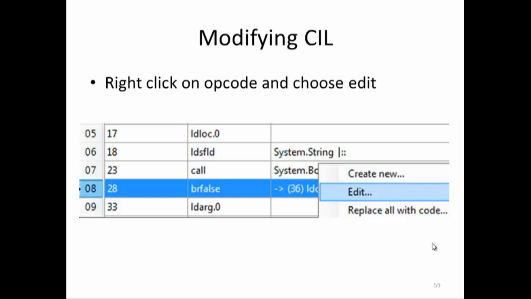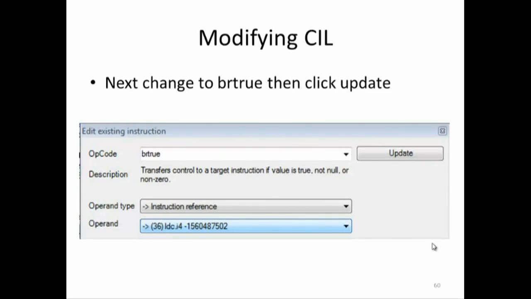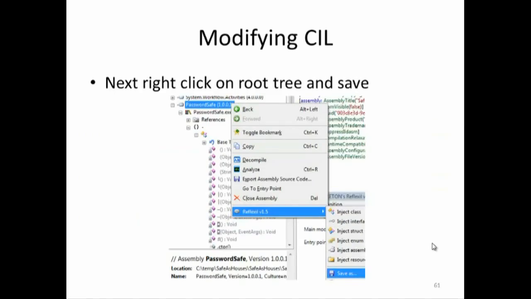So you go to line 8, you can right-click, edit inside of Reflexil, and change the opcode from brfalse to brtrue, and then update it. And at this point, what's going to happen is if you feed it an incorrect password, you will be authenticated. If you feed it a correct password, you will actually be closed out of the application. And then you need to save it out.